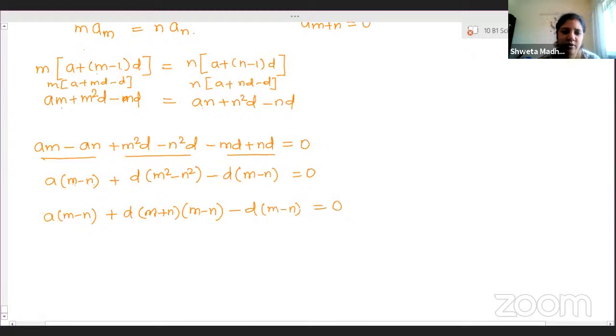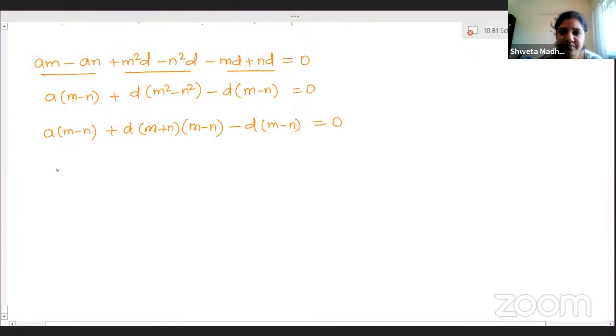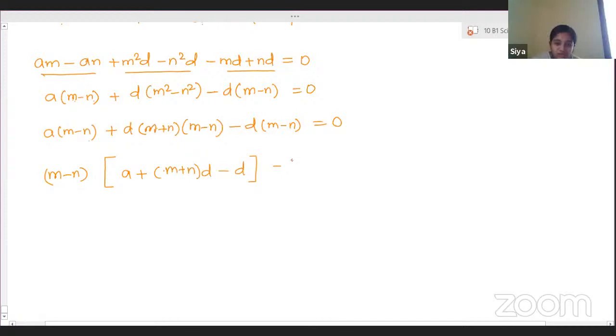Right? Now what can we take common from all of them? m minus n. Taking m minus n out, what is left in the bracket? A plus d into m plus n minus d is equal to 0. So m and n are numbers.